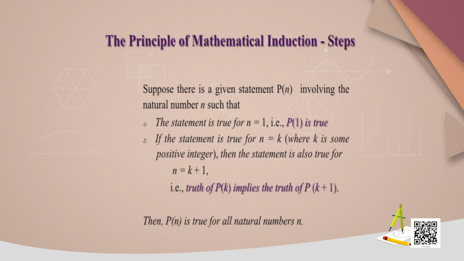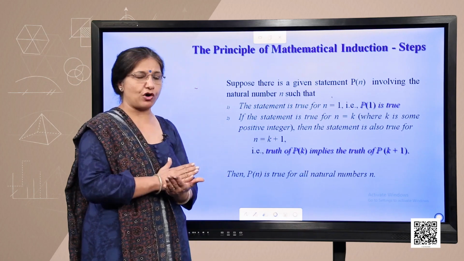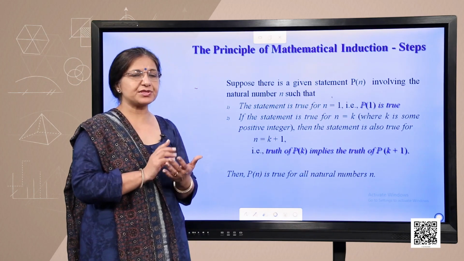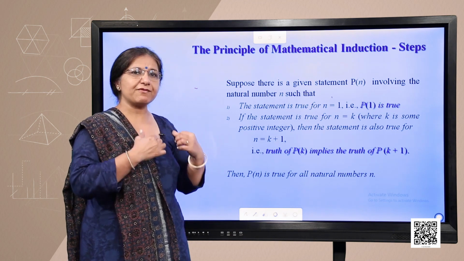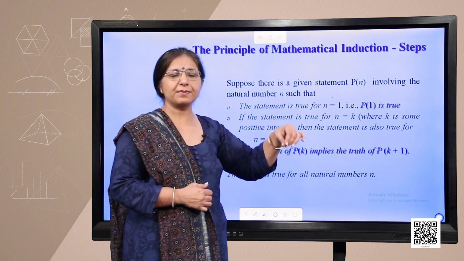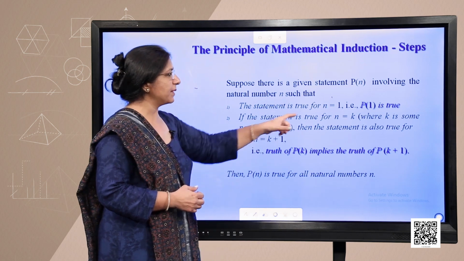The next step is, we have assumed that it is true for P1, we have proved it. Now the statement is true for n equal to k, where k is some positive integer. As I told you in the case of dominoes, if we pick at random any tile and it falls, I am stressing it because we assume that any random tile falls, or any random number k.